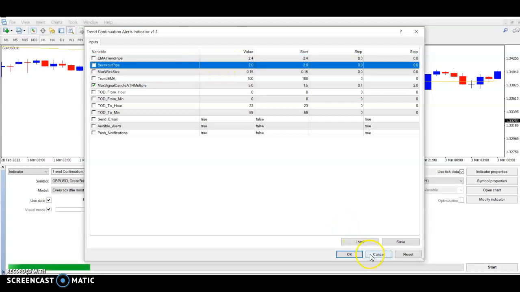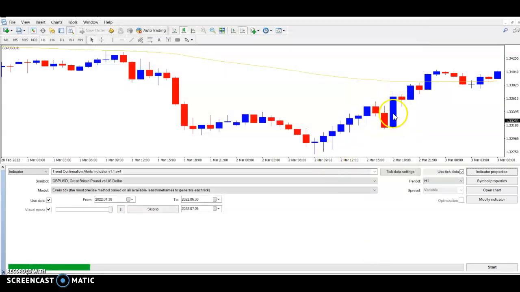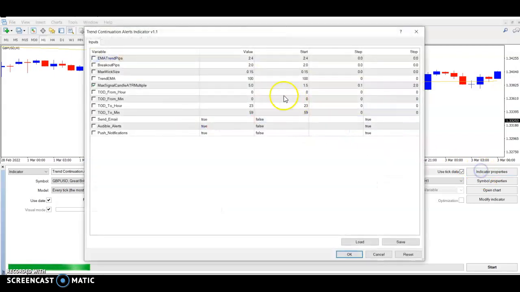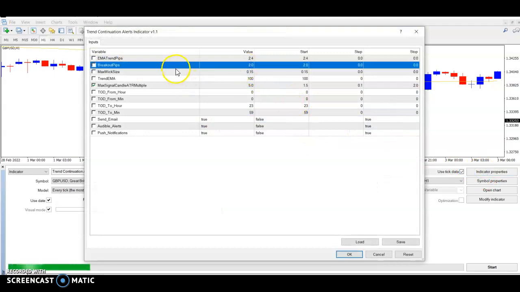Breakout pips. Let's have a look at this one here. Here is a trend, then a retracement and a continuation of the trend, and that's what this indicator is about. If this was the signal candle, and then you get your alert here, how many pips above here do you want this candle to go before you think it's a valid alert? I will keep it at 2 pips for an H1, go lower for lower time frames and higher for higher time frames.